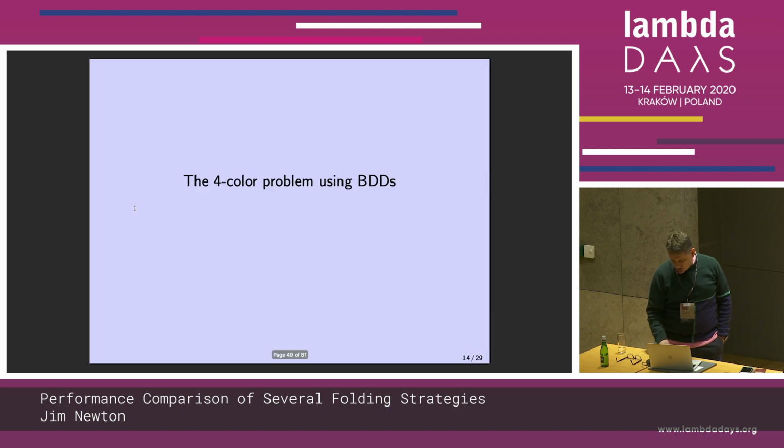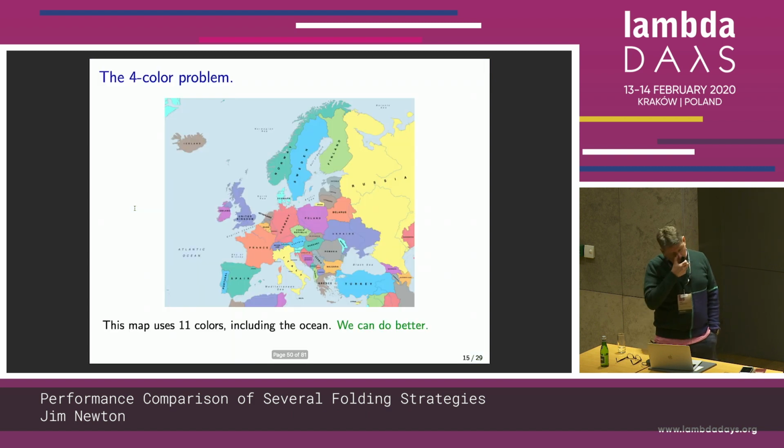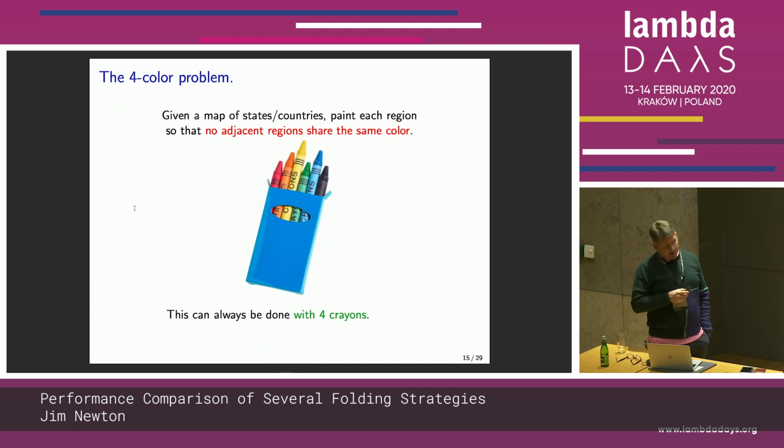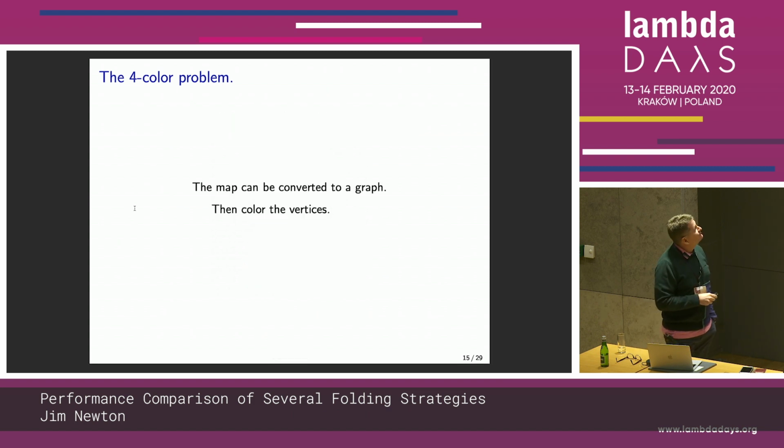So does this approach scale to other types of problems? The next problem I want to look at is a classic problem in graph theory, the four coloring problem. So given a map, in this case they've colored the map with 11 colors, which is quite pretty, but you don't really need 11. You can actually color any reasonable map with 4 crayons. And I have a box of 6 because I couldn't find a box of 4. But you don't need the other 2.